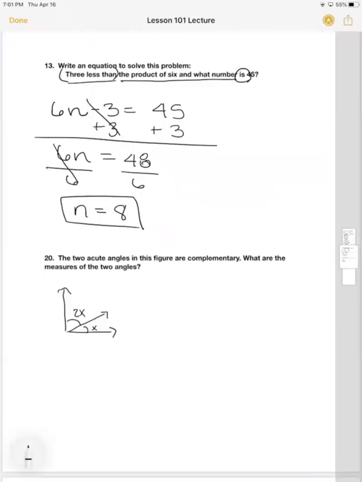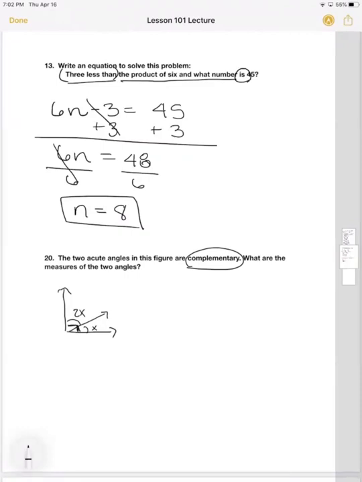Okay, now I haven't done an example like number 20, but you're going to see several of these. Let's look and see what we have here. The 2 acute angles in this figure are complementary. What does that mean, complementary? It means they add up to 90 degrees. And so here I'm going to go ahead and put in my box to show the 2 angles together add up to 90 degrees. What are the measures of the 2 angles?